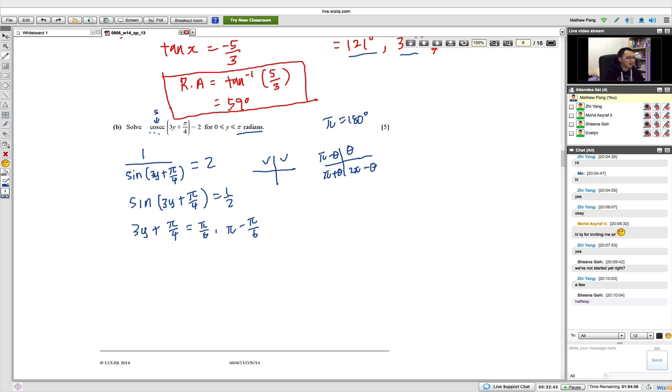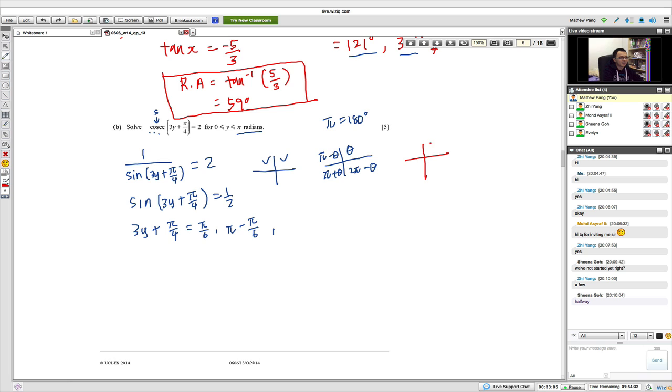Okay, so I have these 2 angles, but because this is 3y, I will find more angles, meaning I will try to rotate one more round. I will try to rotate 2 rounds or 3 rounds, because I know later my final answer needs to minus pi over 4 and divide by 3. So I will rotate the second round.